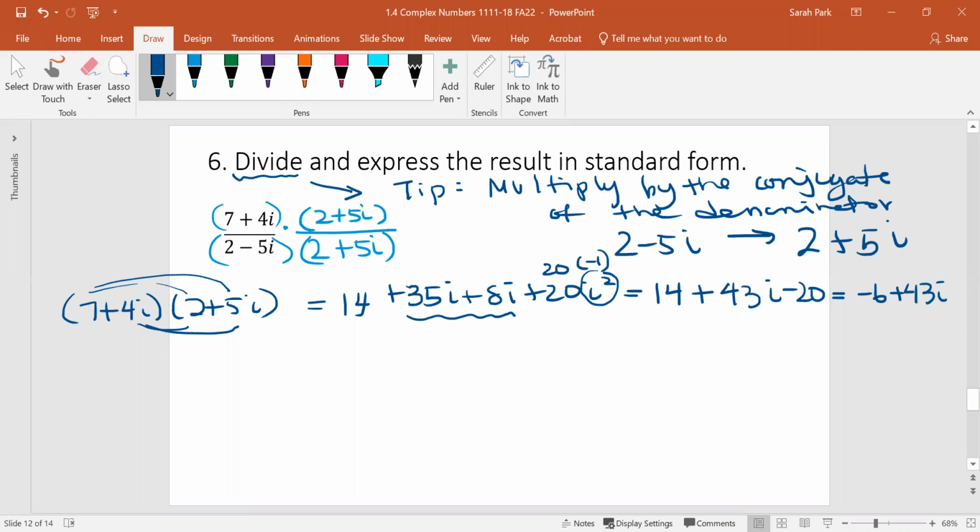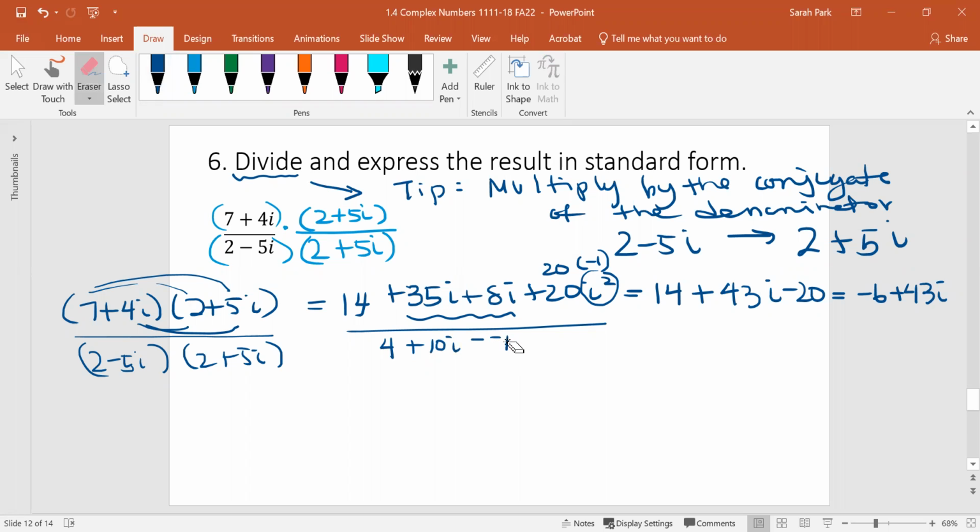Now that was just the numerator. We're now going to do the denominator. So 2 minus 5i times 2 plus 5i, that's the denominator, is, let me write a line underneath, it's going to be 4 plus the outer is 10i, the insides are minus 10i. And then the last part's -5i times 5i is -25i squared.